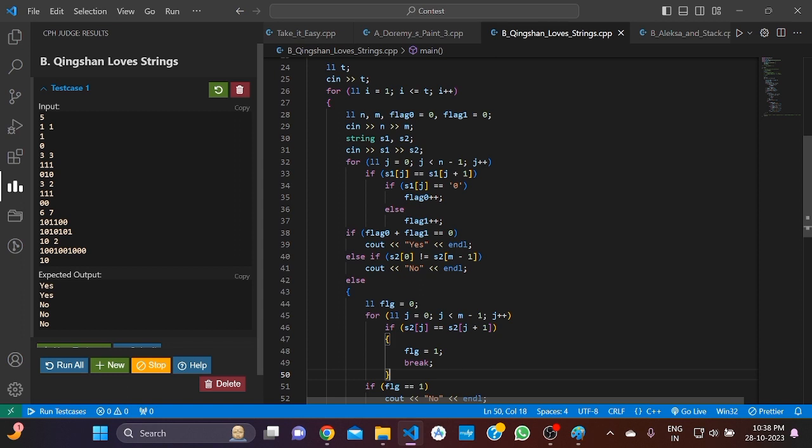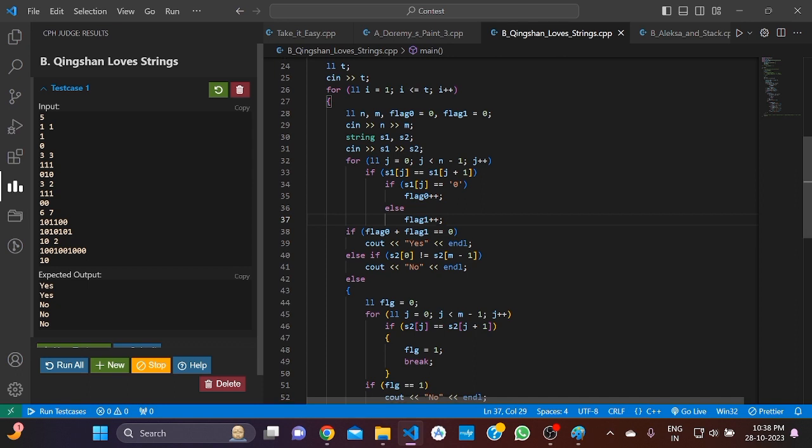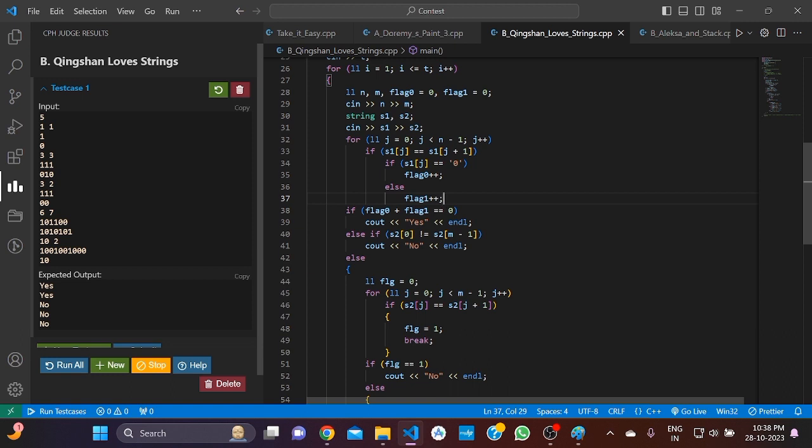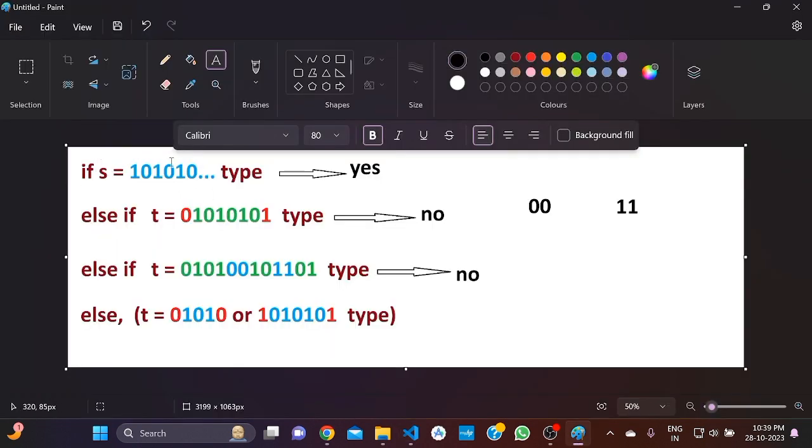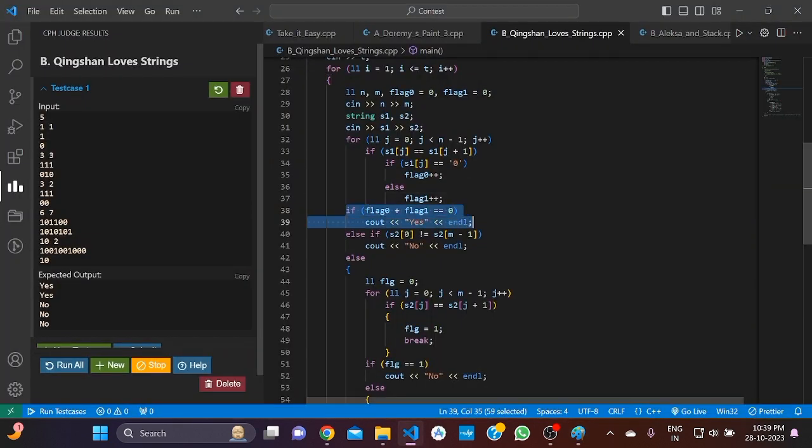So I have just checked here in the first string, S1, whether two adjacent characters are equal. If those characters are zero, then I am counting it in flag 0, and if those two characters are one, then I am counting it in flag 1. Okay, so that I can get how many repeating units are there. Now, if the addition of flag 0 and flag 1 is 0, means there are no repeating characters, then we can simply print yes, which is the first case. That is, all characters are alternating. Then we will simply print yes. So this is the basic if condition.